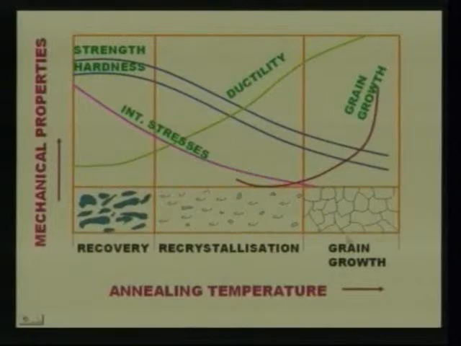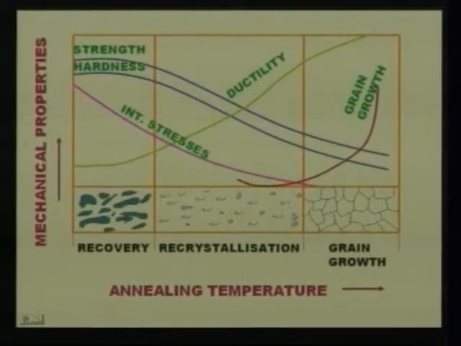Now let us see the diagram. This diagram shows annealing temperature versus mechanical properties. In this diagram there are three parts, the stages of the phenomenon of recrystallization that we already discussed. First you can see this is recovery, this is recrystallization, and this is grain growth. In recovery the crystal sizes are slightly bigger, whereas in recrystallization the crystal sizes are smaller. But after recrystallization the crystal size increases again, which is disadvantageous in mechanical applications.